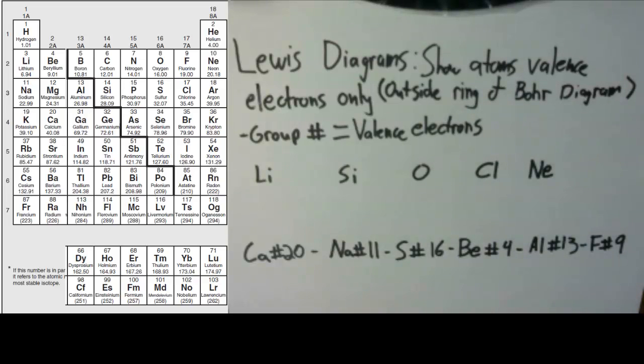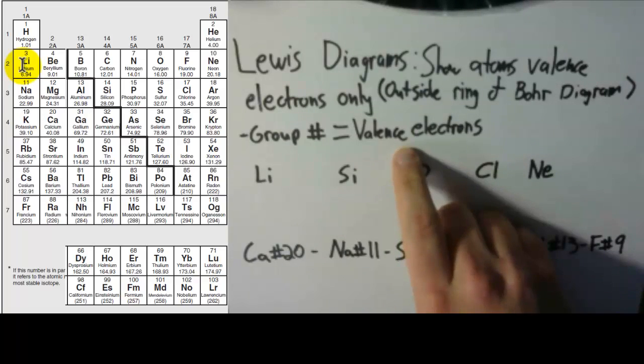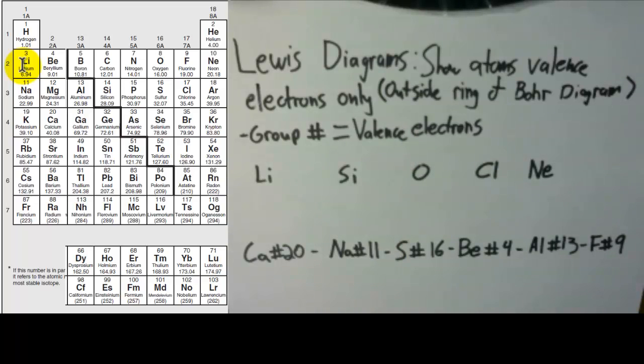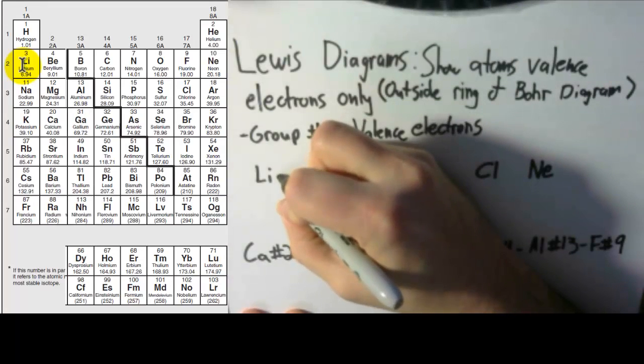The way that you do a Lewis diagram is first you have to find out the group number. So first one is lithium. Lithium is element number 3, and it's in group 1. Since it's in group 1, that's the number of valence electrons, that means we only have one valence electron to draw. So lithium gets one valence electron, and we draw it as a dot.